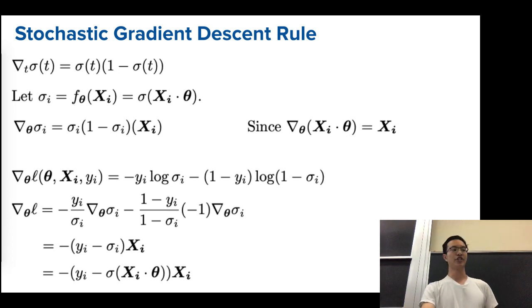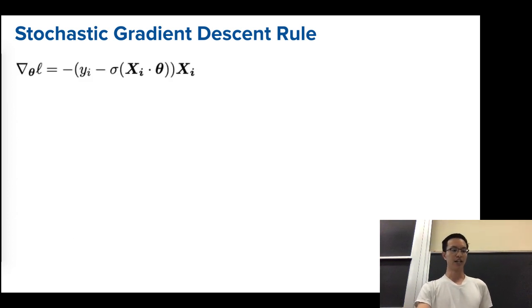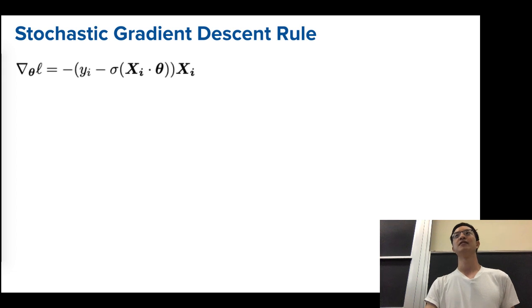To give a sanity check on our answer, what we can do is look at this gradient of the loss and make sure that it has the right dimensions. What should the dimensions of the gradient of the loss be?